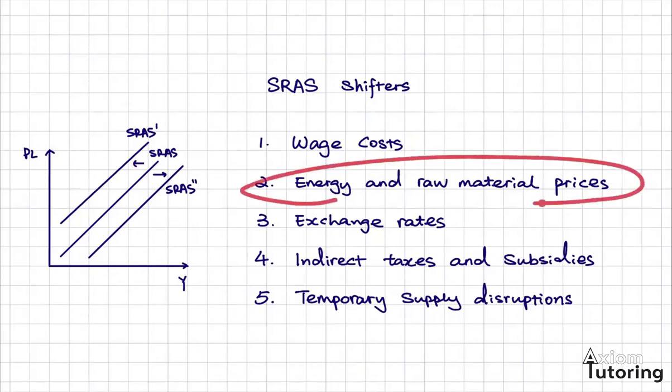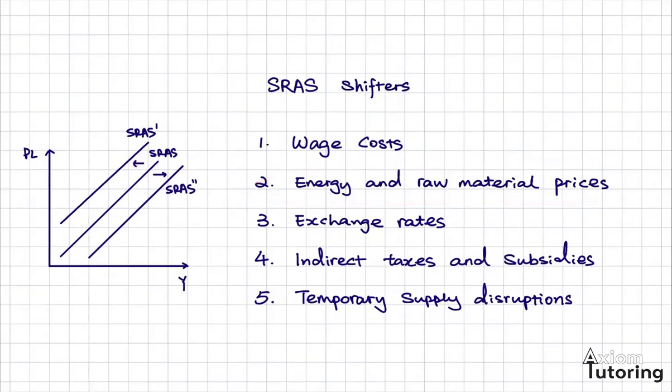Changes in energy and raw material prices can also shift SRAS. An increase in oil, gas, or electricity prices raises costs across many industries. A delivery company pays more for fuel. A manufacturer could pay more to operate machinery, while supermarkets may face higher transport or refrigeration costs. So higher energy prices mean higher production costs, reduced profitability, causing SRAS to shift leftwards.